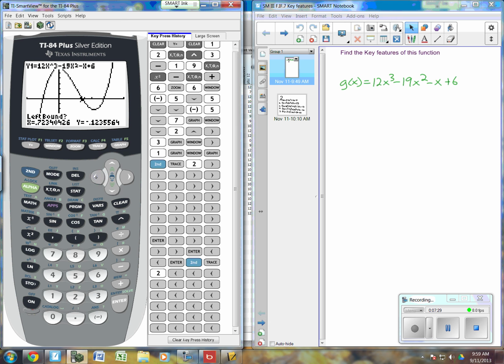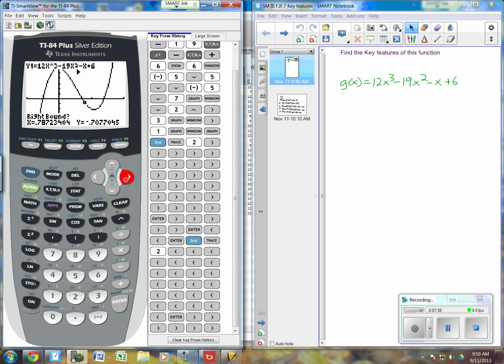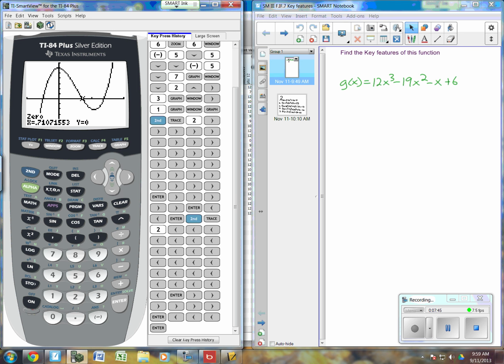Notice this time, you guys, to be left of this point, I have to be up above it because it's slanting down left to right over here. So there's my left bound. There's my right bound. 0.711 is going to be my 0. 0.711.